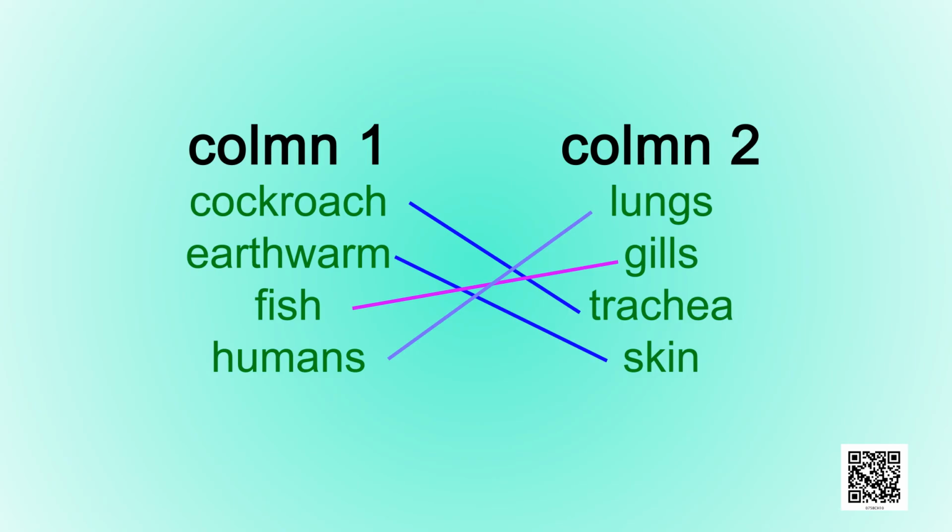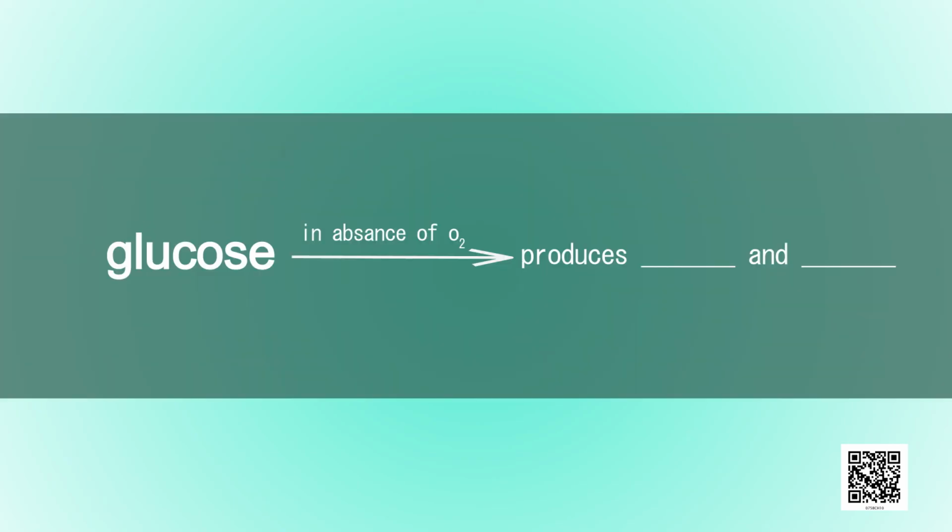In the last question, you are given an equation and you have to complete this equation. The equation is, glucose in the absence of oxygen produces dash and dash. Complete the equation and you have to fill in the given two blanks. And the answer is lactic acid and energy. That is, glucose in absence of oxygen produces lactic acid and energy.